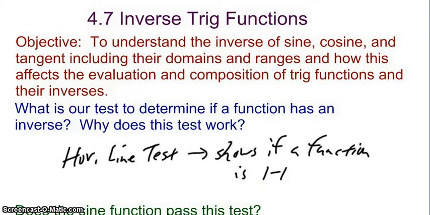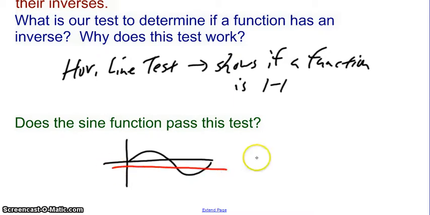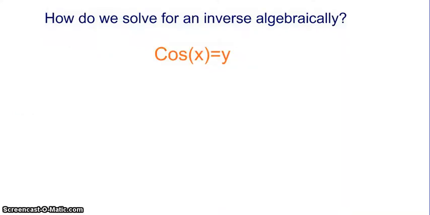So let's think about how this relates to one of our trig functions, and specifically sine. If we graph one single period of sine, just a sketch of it, would this pass the horizontal line test? Hopefully you see if we draw one horizontal line on there, it would hit more than one point. Therefore, it is not one-to-one, so it does not pass this test. So we will actually come up with some restrictions on the sine function in order for it to actually have an inverse function. Before we do that, let's talk about how we do this algebraically.